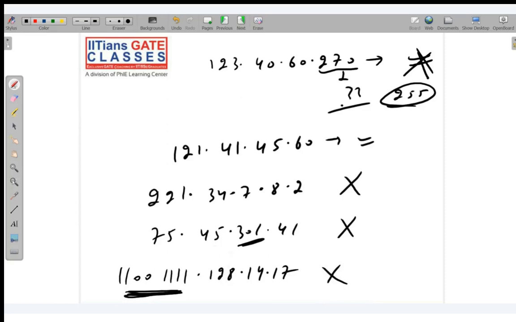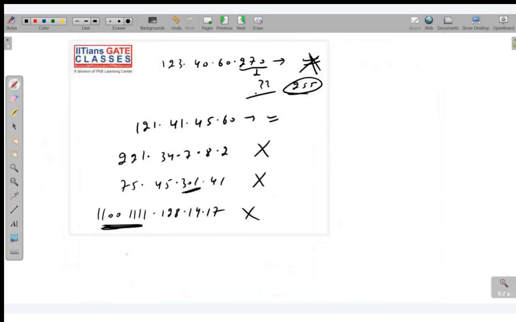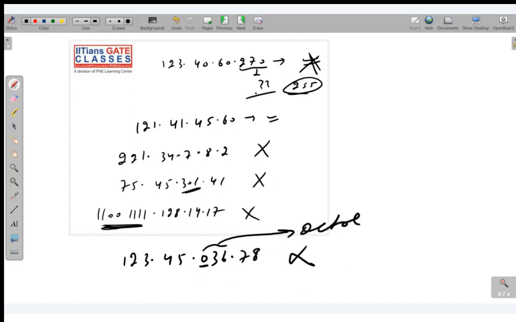And one more important question is coming to my mind. If we write 123.45.036.78, is it valid? No, this 0 cannot come. This 0 means the number is octal, and we are not considering base 8 numbers. I think you know this from C language also: 036 is an octal number, not decimal. So before any number, 0 cannot be there. That is the basic thing. Any doubt? No, sir.